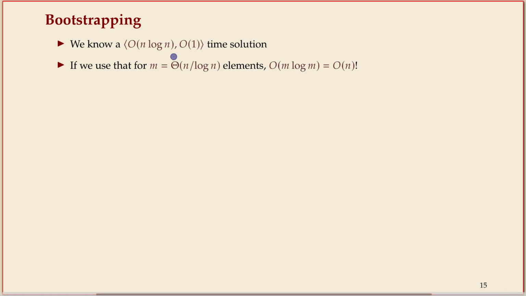One step is we already know an n log n solution. That's the sparse tables. And as I said before, it's enough if we can reduce the input size by a log n factor. If we can get the number of elements down to n divided by log n, then the preprocessing time would be linear overall.